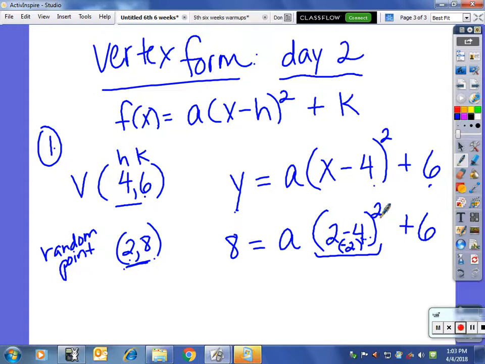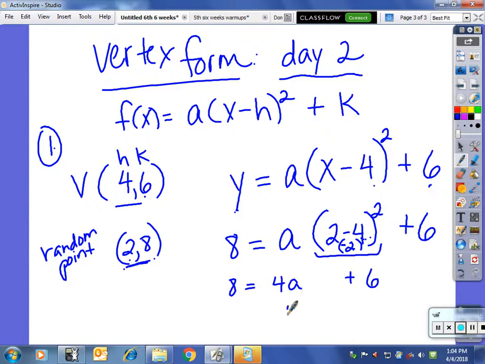Positive 4. So now this is 8 equals A times 4 plus 6. How do we normally write A times 4? 4A. So I'm just going to flip that around. Instead of A times 4, I'm going to put 4A. Are y'all okay with that? Now what?